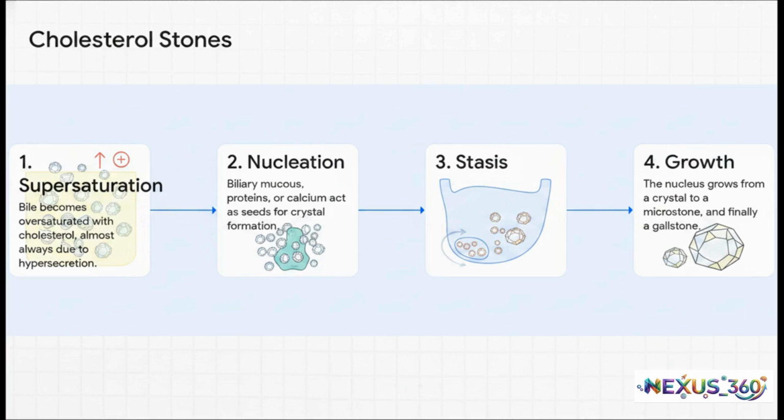Step 3, hypomotility. The gallbladder gets a little lazy and doesn't squeeze properly, so the bile just sits there, creating a perfect sludge for crystals to clump together. And finally, Step 4, growth. Over time, those tiny microstones just keep growing and growing until they're full-blown gallstones.